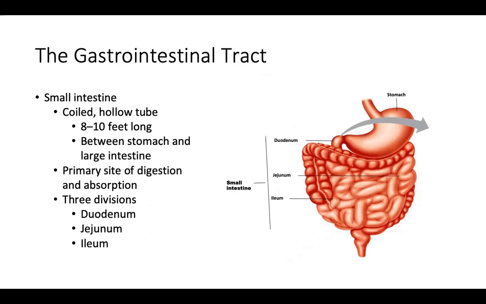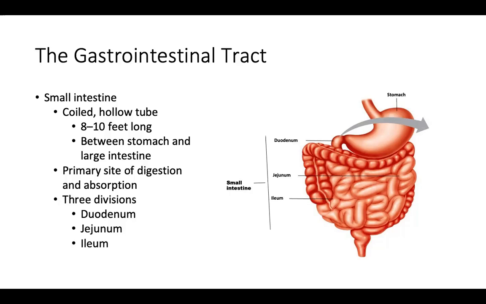And it is the primary site for digestion and absorption, right? Really important, that absorption part. This is where we begin to see the movement of those micronutrients across the intestinal wall and into the underlying blood vessels. It's got 3 divisions.